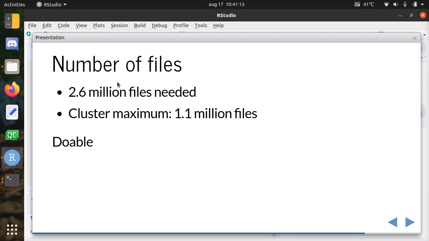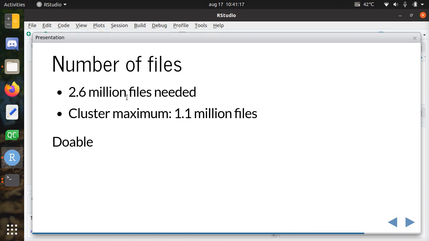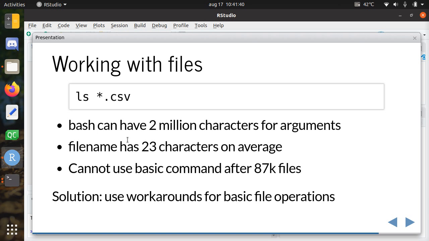However, a problem is the number of files as well. If you have this many jobs, we also have that many million of files, and the computer cluster only allows for 1.1 million files. I can work with that. Sometimes I have to zip files and move them away. I can do that, that's easy. But most people don't expect that you have to respect a maximum number of files on a computer.